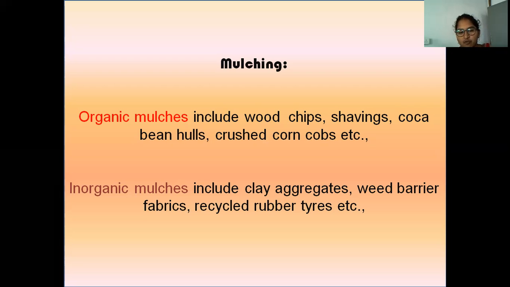What is the purpose of mulching? Here, organic mulches are applied to the soil surface to conserve the soil moisture. That means to reduce the runoff and also the erosion of the soil, control weeds, insulate the soil, add nutrients to the soil, and encourage the growth of beneficial soil flora and fauna.